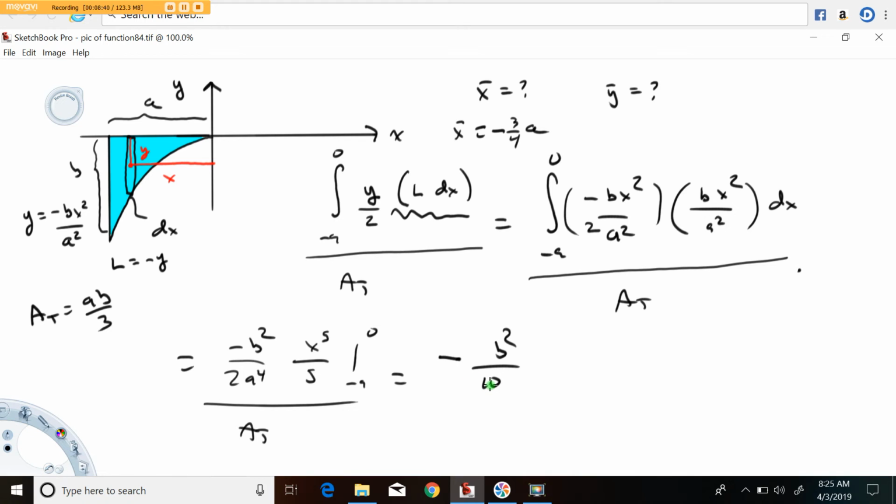I'm going to make sure I do this right here. I've only had 1 cup of coffee today, so humor me. Minus b squared over 10, a to the 5th or a to the 4th, times a. And that's all over our total area, which we found to be a times b over 3. All right, minus, let's see what we get here. 3/10 for a numerical value. Looking like these are going to cancel one of these. Looks like minus 3/10 b for y bar.